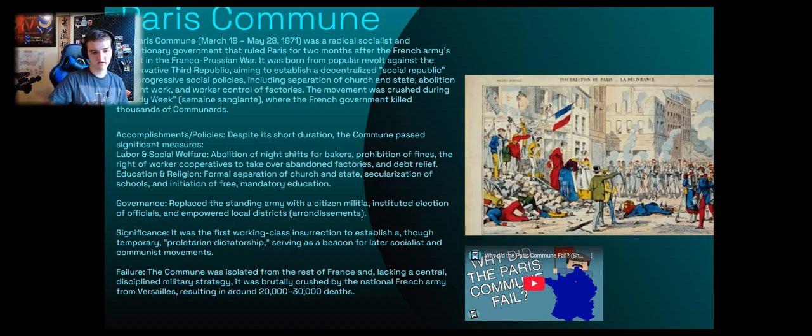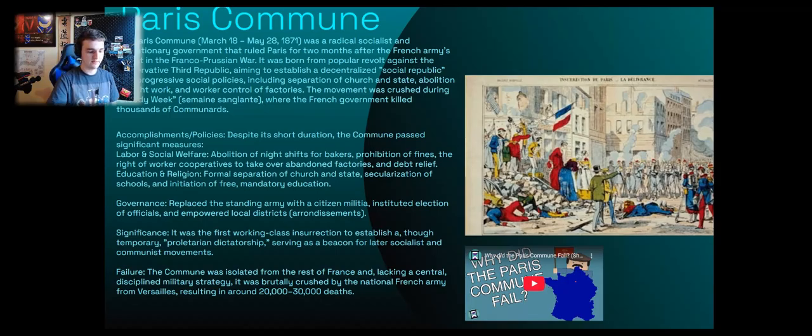It was the first working class insurrection to establish a temporary proletarian dictatorship, serving as a beacon for later socialist and communist movements. However, the Commune was isolated from the rest of France and lacked central discipline and military strategy. It was brutally crushed by the French National Army from Versailles, resulting in around 20,000 to 30,000 deaths. And that's where the Paris Commune failed, because it was crushed militarily.